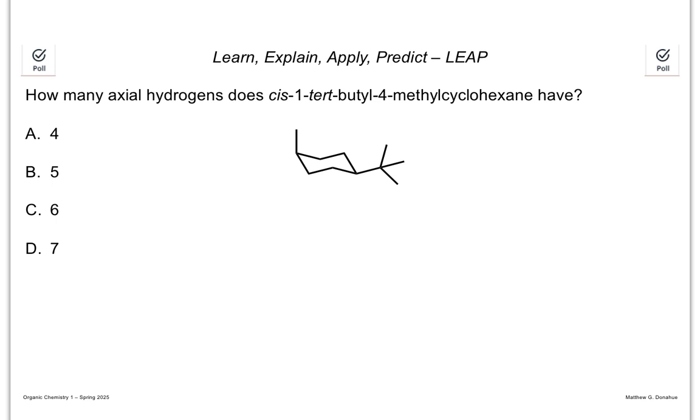So here we have cis 1-tert-butyl 4-methyl cyclohexane. And it's asking how many axial hydrogens does it have?